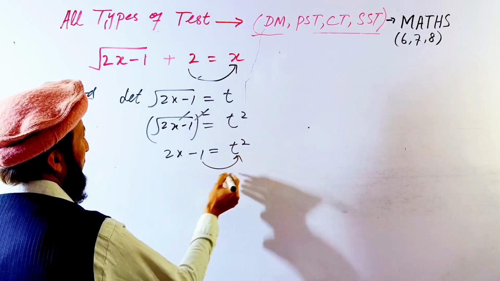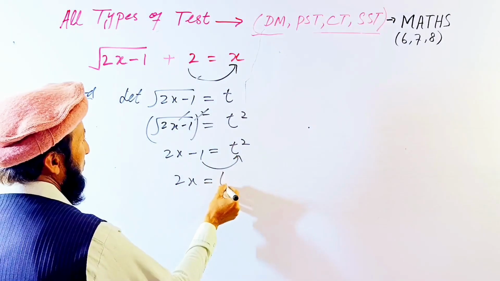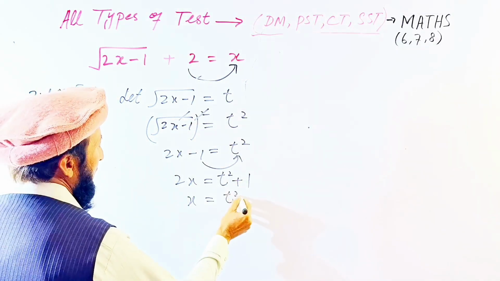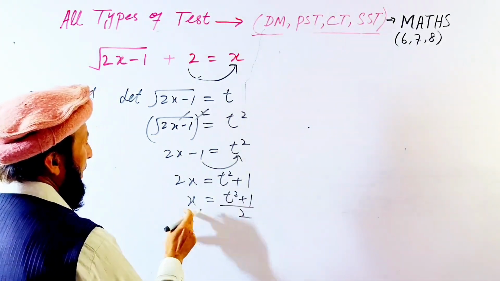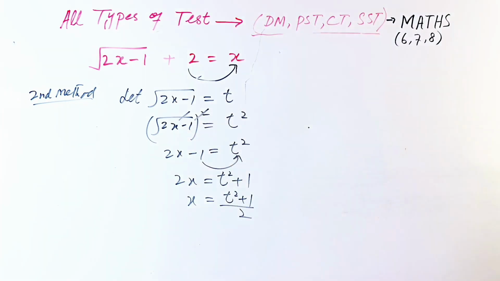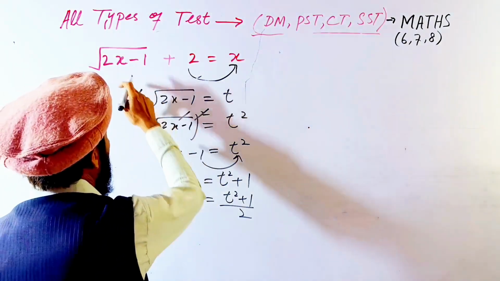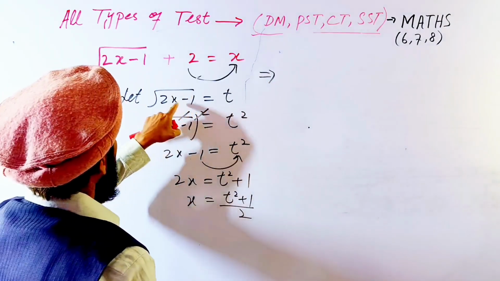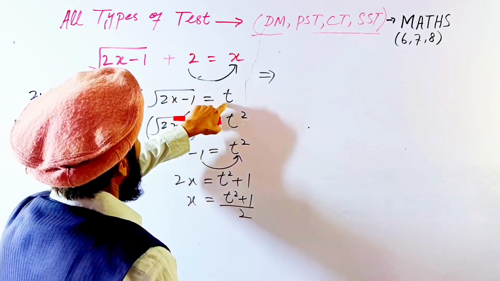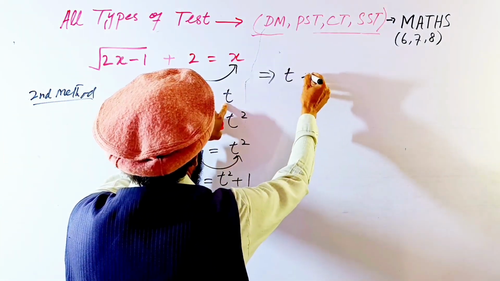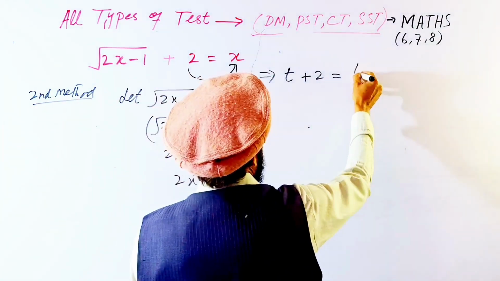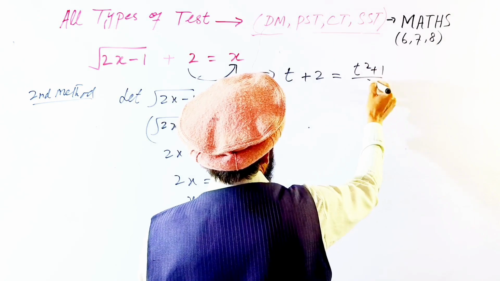We change this value here. 2x is equal to t square plus 1. Dividing both sides by 2, x is t square plus 1 divided by 2. We have the value of x, and we also take the supposition. Now we reduce the equation in the form of t. The square root of 2x minus 1 we put as t, plus 2 is equal to x, and x is equal to t square plus 1 divided by 2.